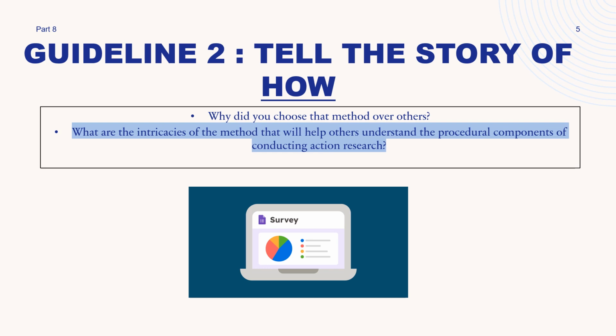Next is guideline 2, which is telling the story of how. As a researcher, you get to choose your approach to getting data for your study. For my mental health study, I chose a survey, which I chose because I thought the data would best defend my hypothesis. There was a wide range of answers along with both qualitative and quantitative data to help others understand the procedural components. This is where you can model good techniques to speak to the rigor of the project.